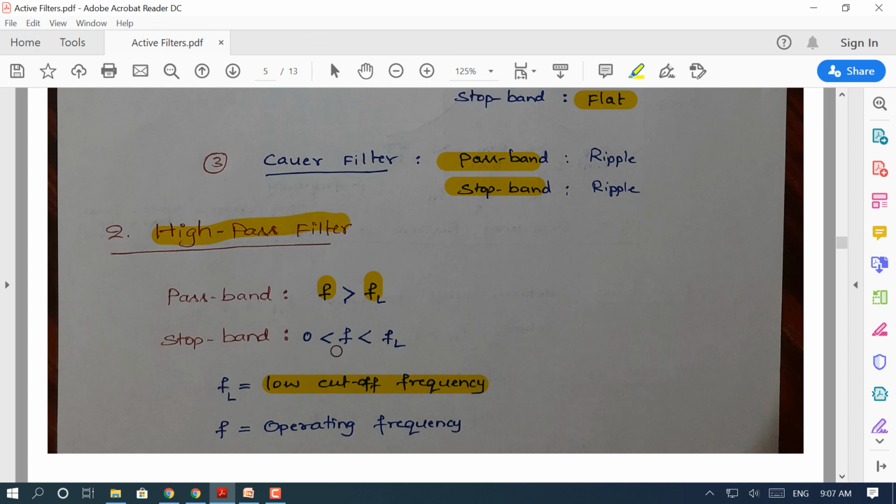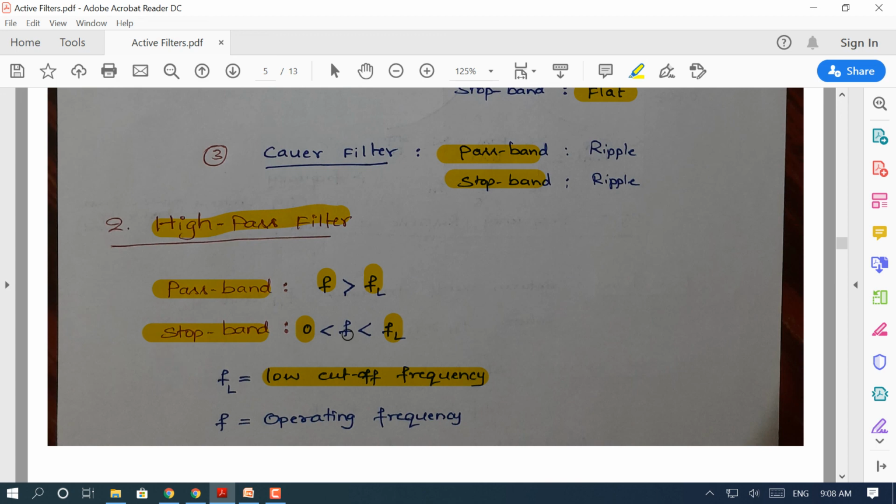Stop band exists between the frequency 0 and FL. So from 0 to FL there is a stop band. Beyond FL there is a pass band. F is called the operating frequency, and here we used FL. FL is called the low cutoff frequency.